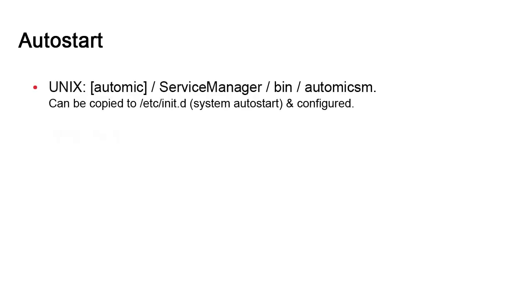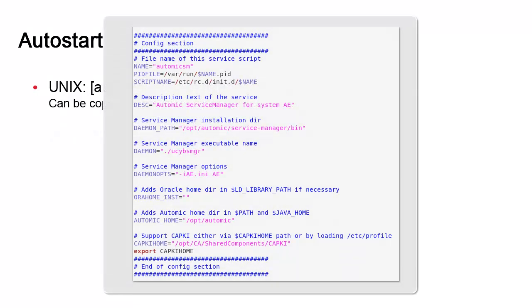The Service Manager can be set to auto-start at boot. For Unix, Automic provides a script called Automic SM in the bin directory. Copy this script to the /etc/init.d directory, configure the script to your own needs based on your environment, and Service Manager starts automatically at boot. Note that when you use the Automic Automation 1 installer on Unix, it does it for you. This is what the script looks like on a 1 installer installation.